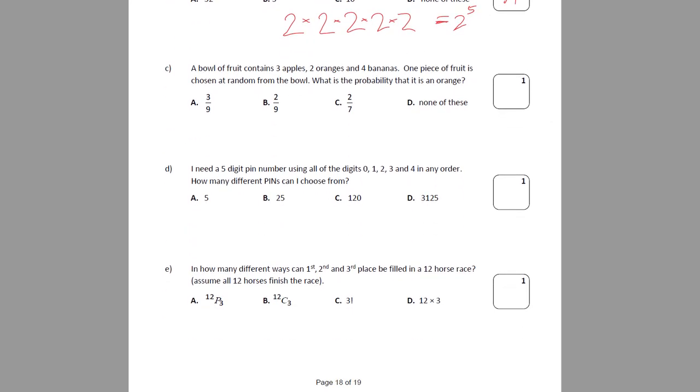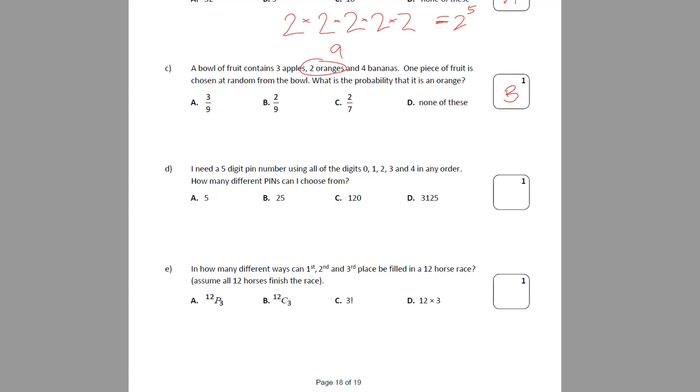A bowl of fruit contains 3 apples, 2 oranges, 4 bananas. In other words, 3, 4, 5. There's 9 bits of fruit. One piece of fruit is chosen at random from the bowl. What's the probability it is an orange? Well, there's 2 oranges out of 9. 2 9ths.